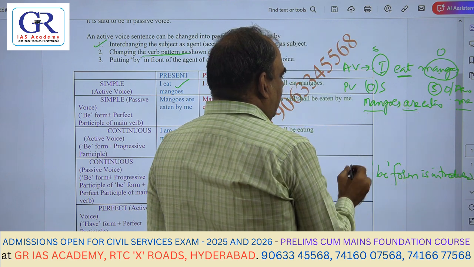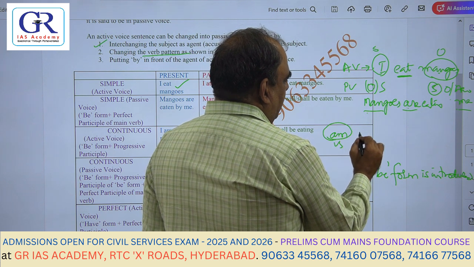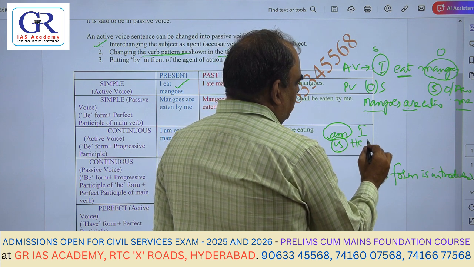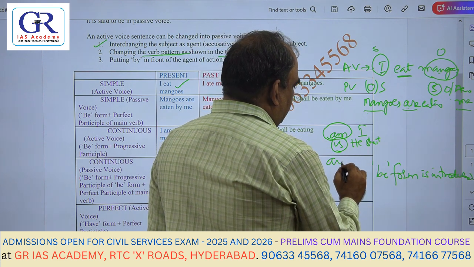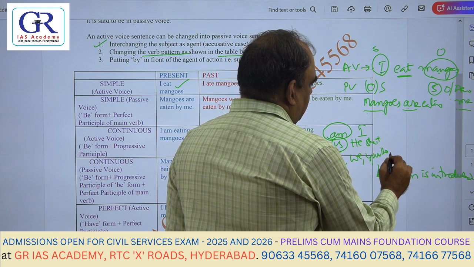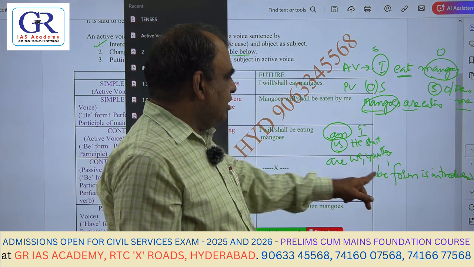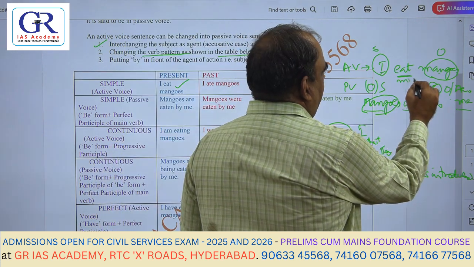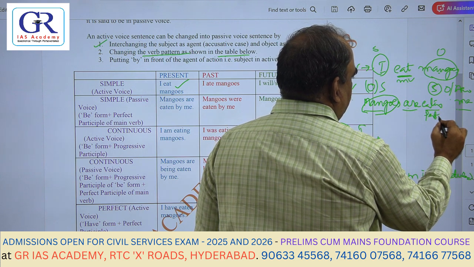Here why am I writing are, why am I not writing am or is? Because am is used for I, is is used for he, she, it, and are is used for we, you and they. Here you can see mangoes are they. That is why I am using are. And then what happens? The main verb, eaten. Eaten means perfect participle.